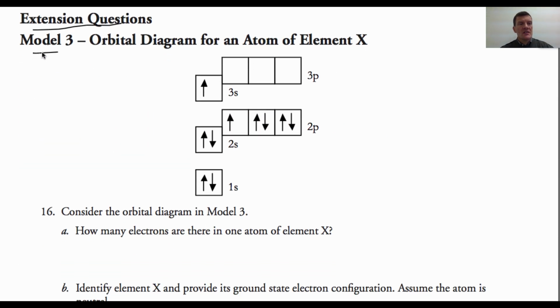Extension questions. Here's another model, Model 3, the orbital diagram for an atom of element X. We're not being told what the element is. There is no element X. They're saying it's an unknown element. But if we're given this information, we should be able to identify that element and tell a little bit about it.